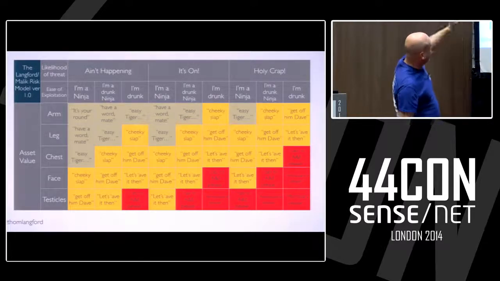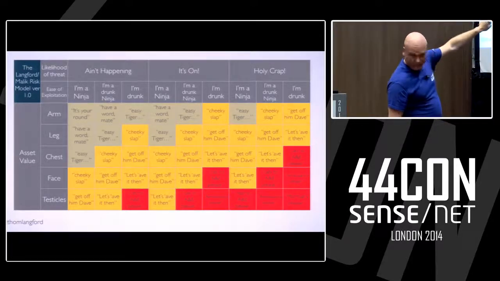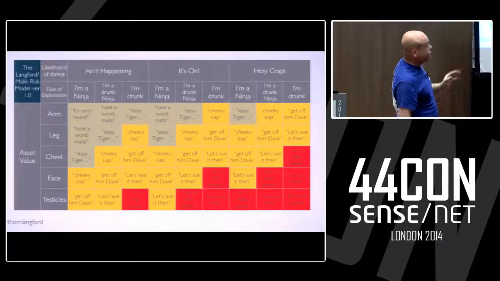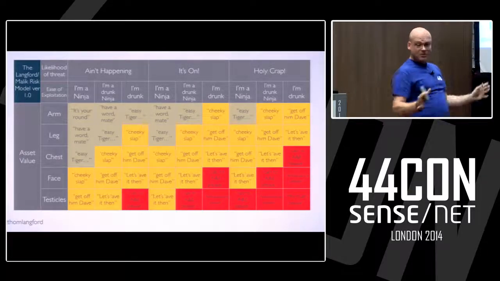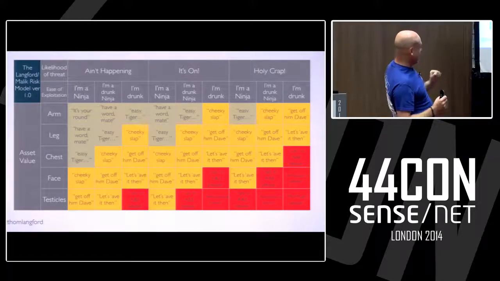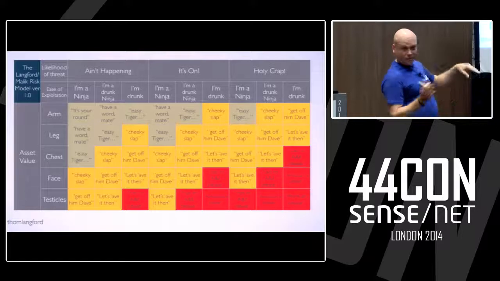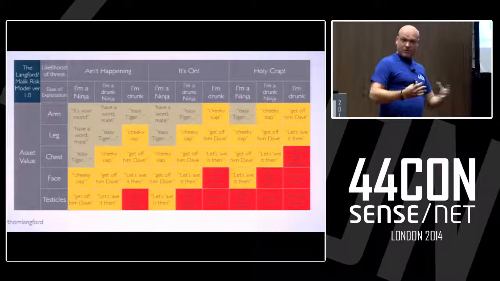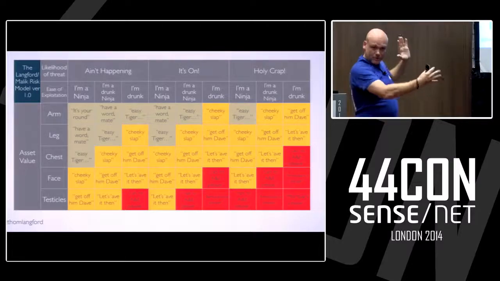So if the likelihood is holy crap, and I'm drunk, this is just an example, and someone's going after my testicles, it could either be a very good night or it could be a terrible night because I may end up in the mortuary. So the lower down and to the right you go.